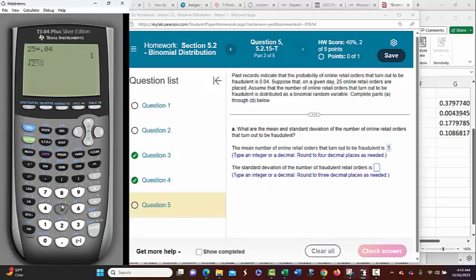25 times 0.04, and then just go times, and don't even worry about it, just let the calculator do 1 minus 0.04. You don't even have to worry about it. Like that. And the variance would just be without the square root if it asks for the variance. Remember, standard deviation is always a square root of the variance.